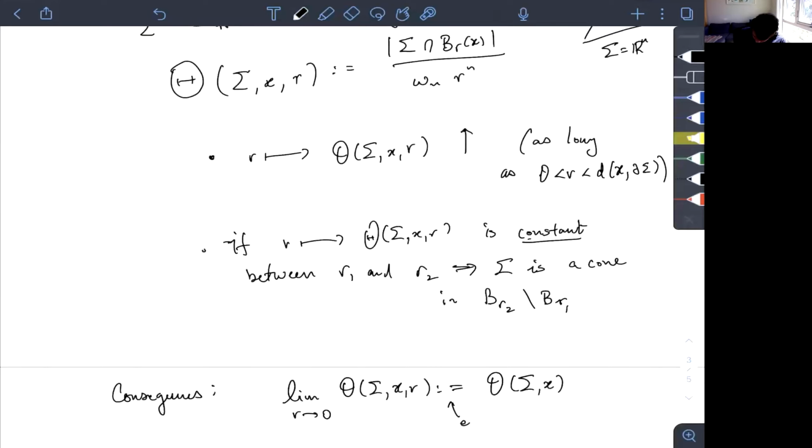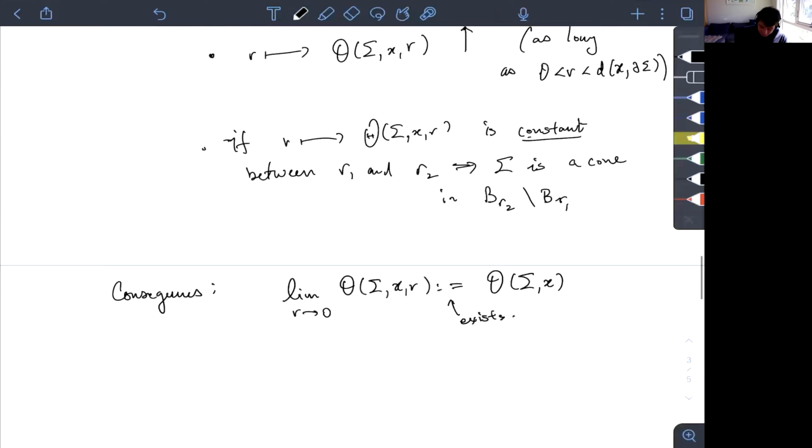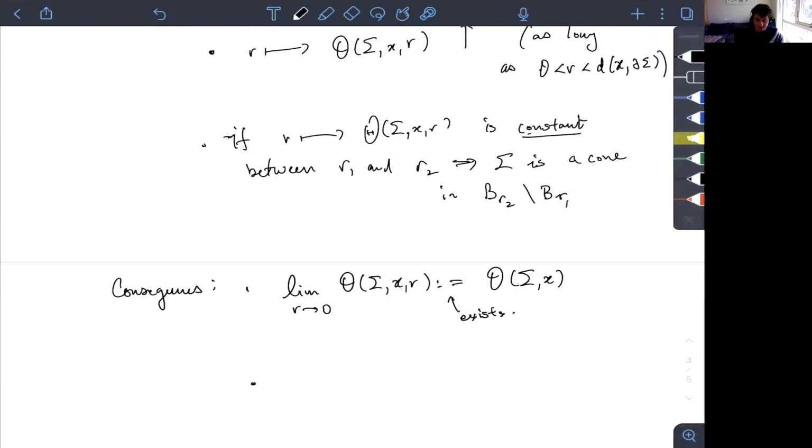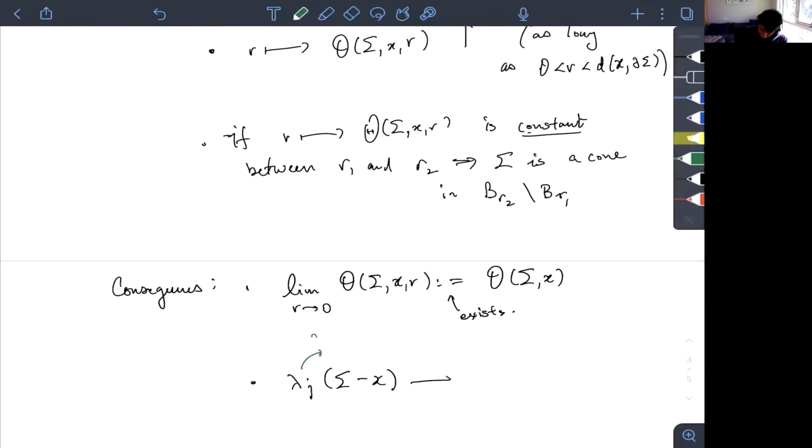So this exists. And furthermore, this is less obvious, but once you develop the weak theory a bit, you get the following. If the function is monotone and it decreases to its limit as you send r to 0, then you can see that it's basically almost constant at all sufficiently small scales.